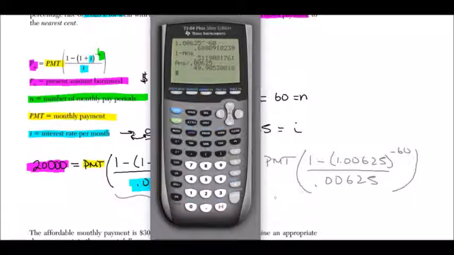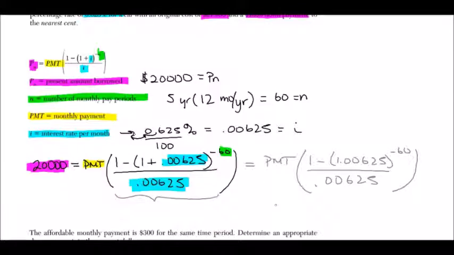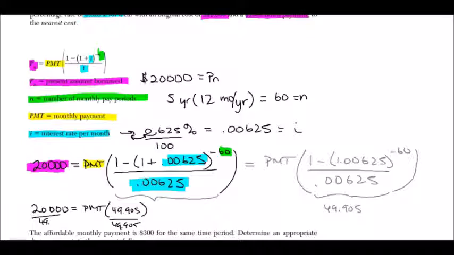Got 49.90, or 49.905 if we want to be a little bit more precise. So 49.905, that's the value we're going to copy here. So this here is 49.905. So then we can just rewrite what's left of this equation. That's 20,000 is PMT times 49.905. And then all we're going to do is divide both sides by 49.905 to get our PMT.